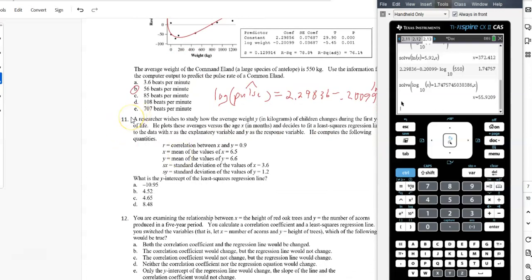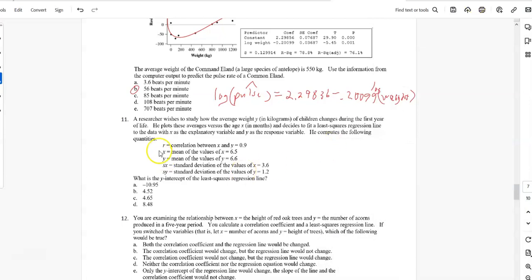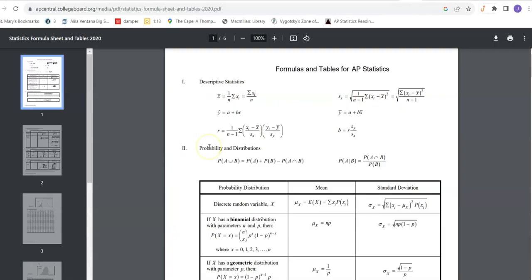A researcher wishes to study how the average weight of children changes during their first year of life. He plots the average weight versus the age in months and decides to fit a least squares regression line to that. So he computes the following quantities. Well, oh my goodness, we just don't know all this stuff, right? So you really need these two formulas right here. They're in part 1 of your formula sheet, if you can see this.